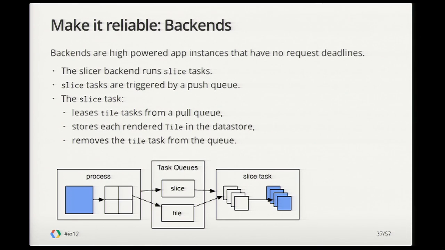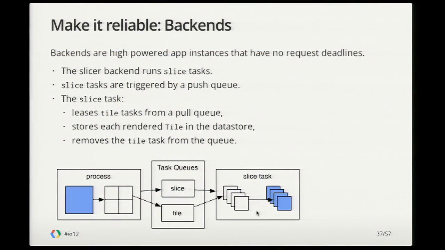We set up a slicer backend that runs slice tasks, and the slice tasks are triggered by a push queue. Each slice task will lease tile tasks from the tile pool queue. For each tile, it performs the transformation, renders the tile, stores it in the datastore, and then removes the tile from that pool queue. So you can imagine that the slice task is asking for work, completing it, and then telling the task queue system that this work is done. Gradually, that tile queue is consumed until it's empty.